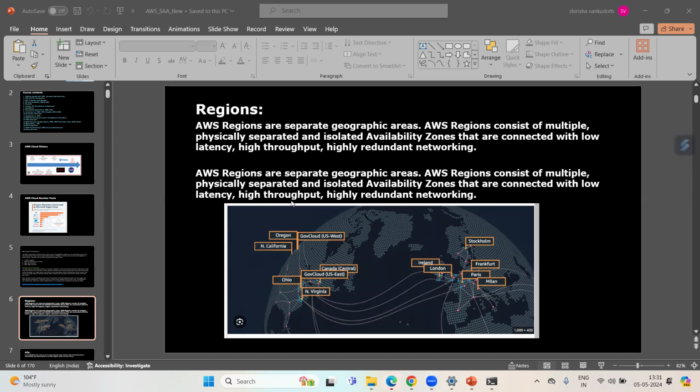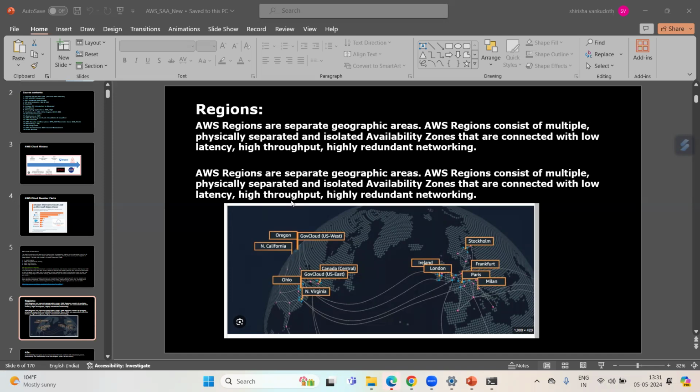Okay, so if anyone asks what is a region, it is just a geographical area. And what does this region consist of? It consists of a few availability zones. It consists of 3 to 6 availability zones in the region. Depending on the load, AWS has created the availability zones within the region. So the minimum is 3, the maximum is 6 availability zones within a region.